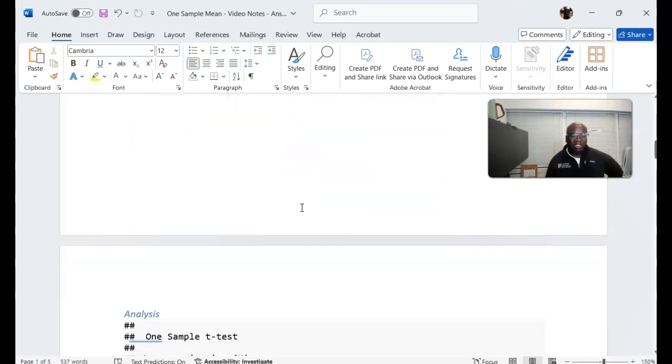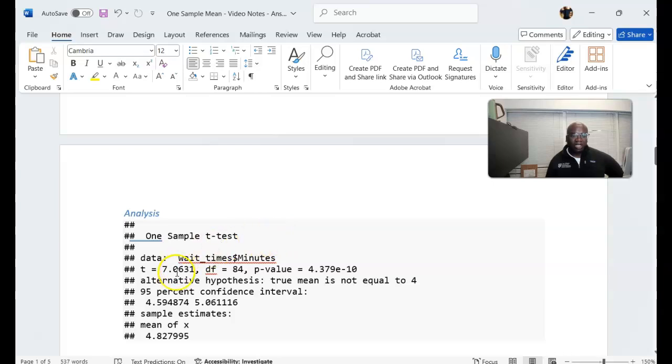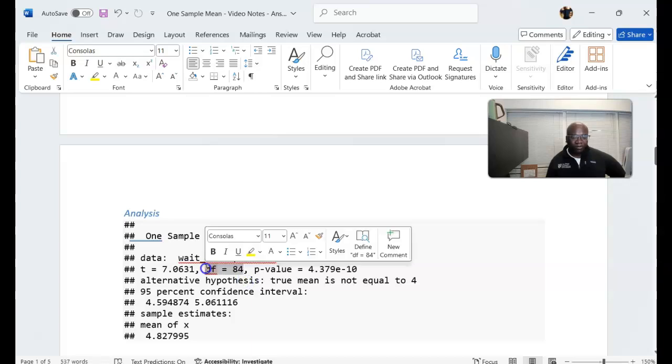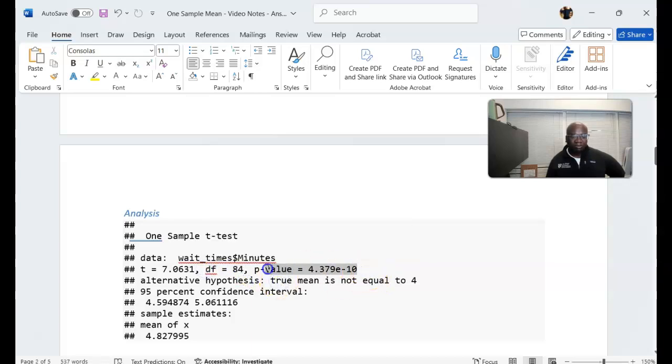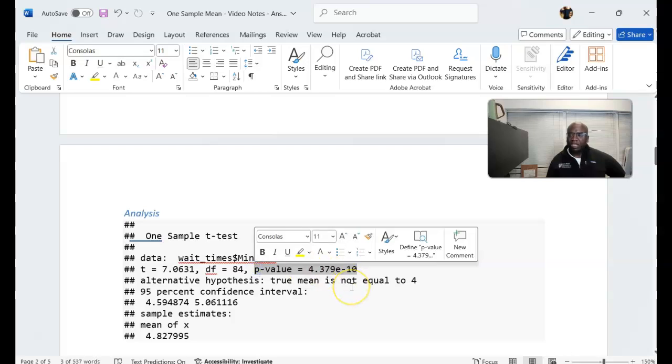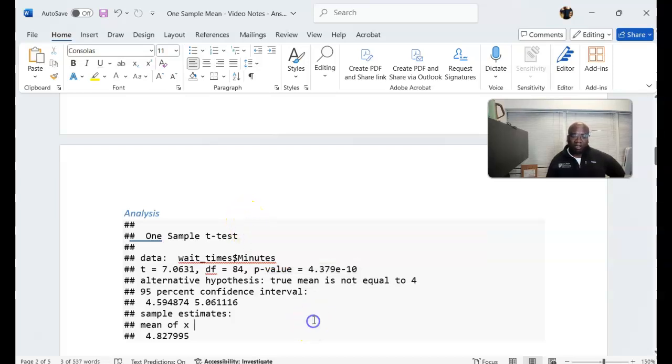And then finally to the analysis. Okay. This is my test statistic. This is my degrees of freedom. This is my p-value. Okay. I didn't mention if this is a hypothesis test. Actually, technically, I didn't mention what it is. But the idea is that if it were to be a hypothesis test, this would be my p-value.